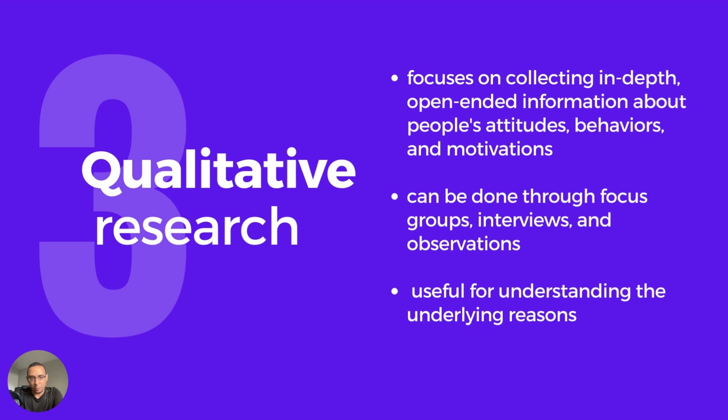The third type of market research is qualitative research. So this is focused more on collecting in-depth, open-ended information about people's attitudes, behaviors, and motivations. So think about, instead of data and stats, this is more on the person, the human being themselves. Now this can be done through focus groups, interviews, and observations, and it's useful for understanding the underlying reasons behind people's attitudes, behaviors, and motivations.